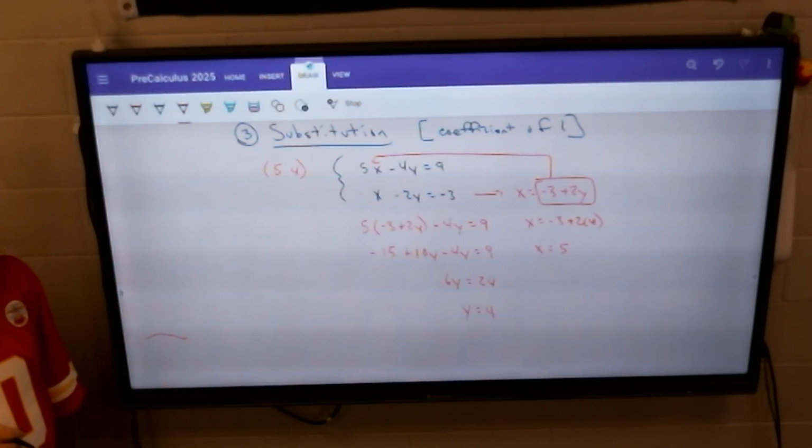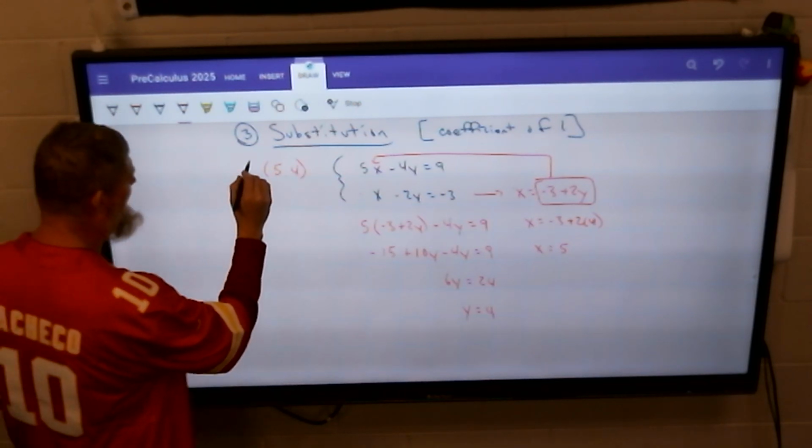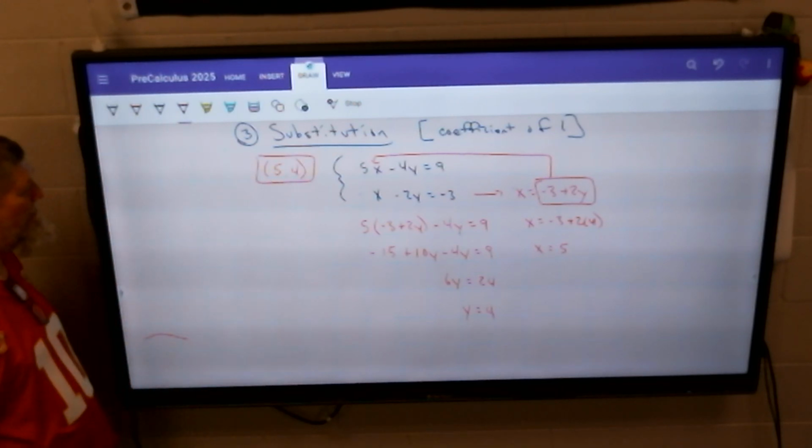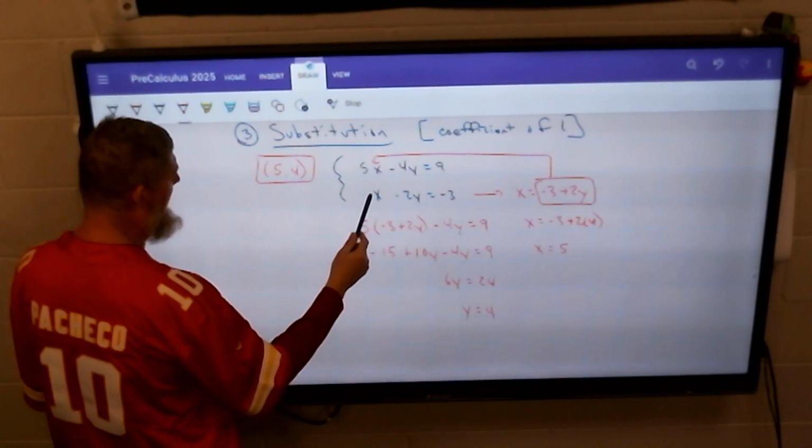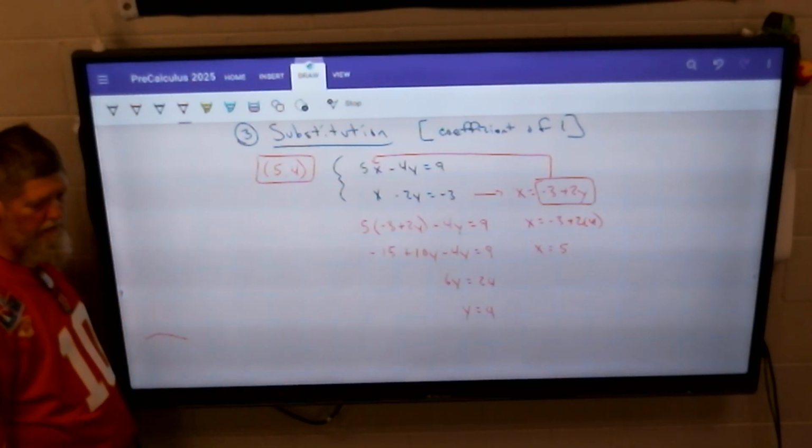Now, Vincent, am I done? Yes, because you have both x and y. Outstanding. Excellent. And if you want to check it, you can. 25 minus 16 is 9. 5 minus 8 is -3. It does work.